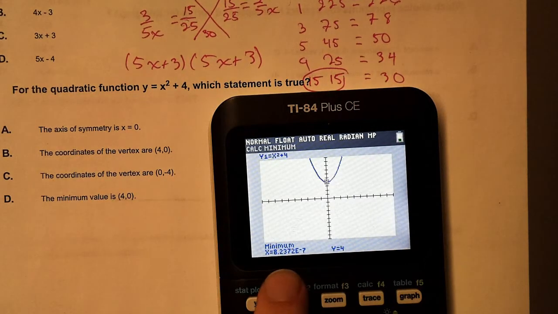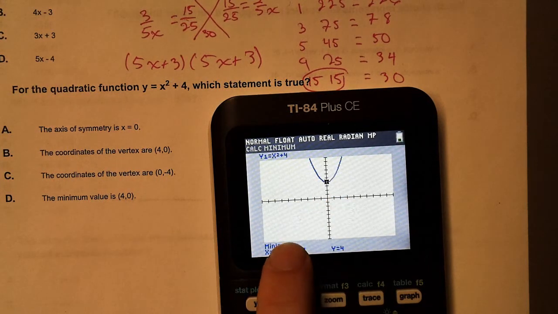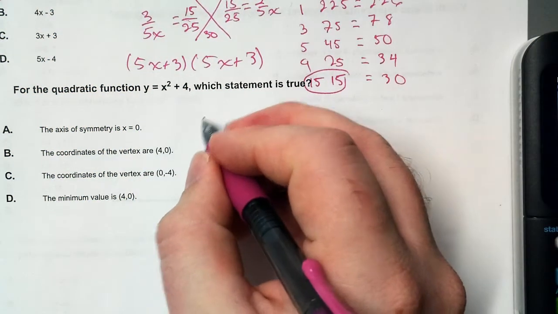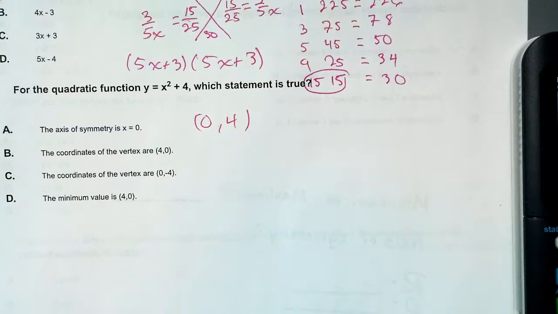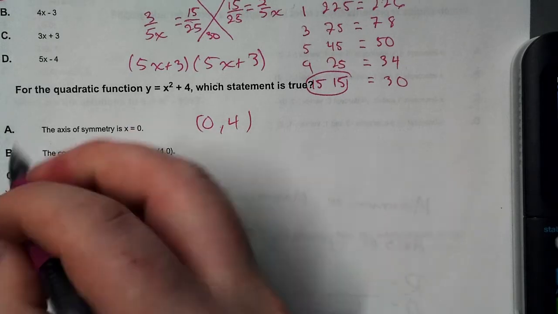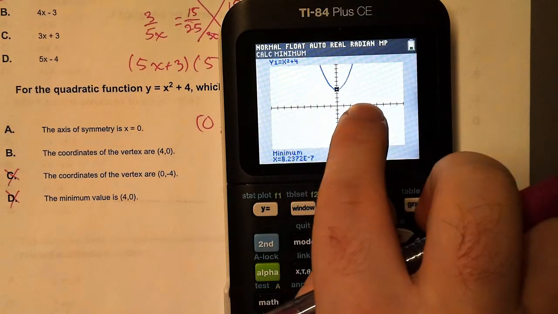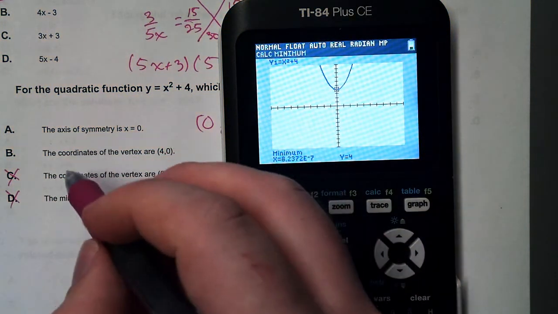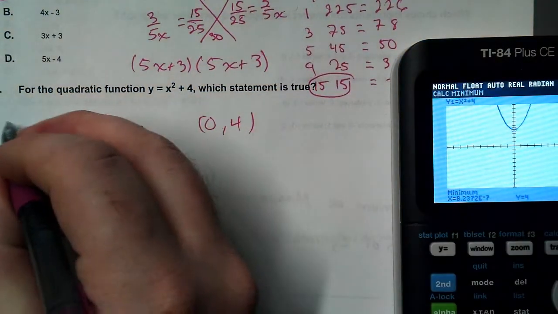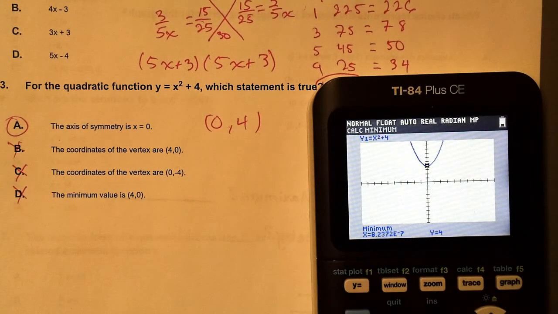So if you get an error like this, just know it was trying to estimate as close as it could. You can clearly see the x value there would be 0 though. So 0, 4 is the vertex, and it is a minimum. Minimum value is not 4, 0, that's backwards. Coordinates are not negative. 4, 0 would be over 4, up and down 0. And A, the axis of symmetry, it goes through 0, so it's A, x equals 0. If you can put it on the graph, you can check all the graphing information.